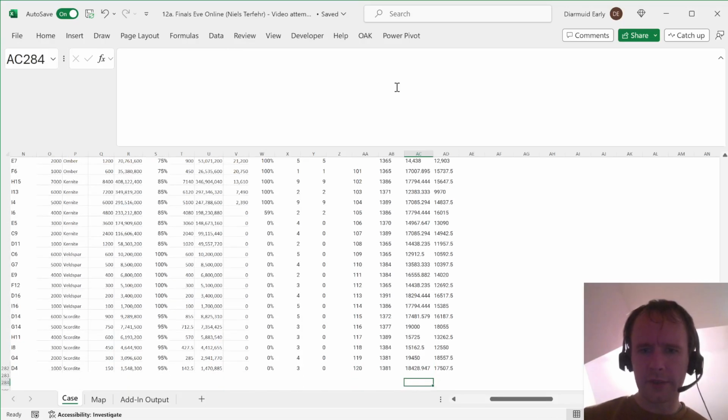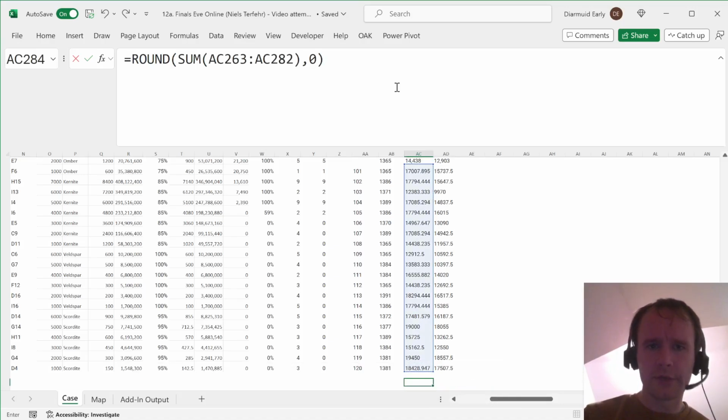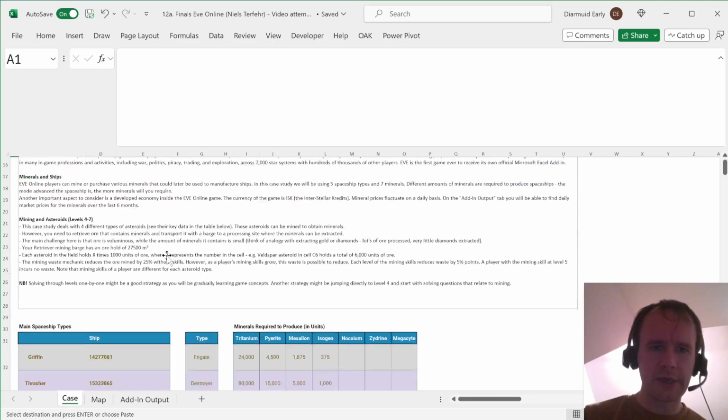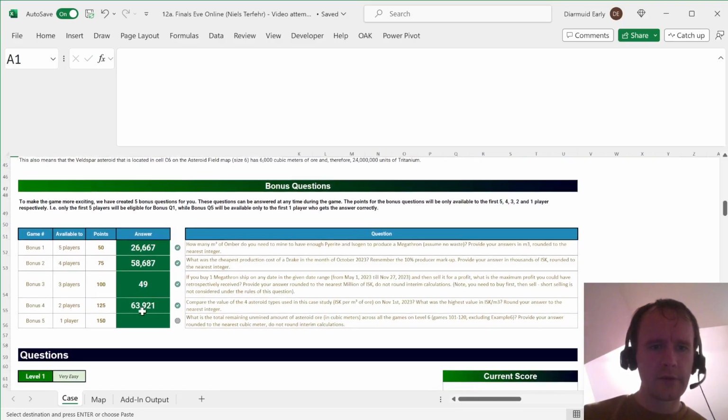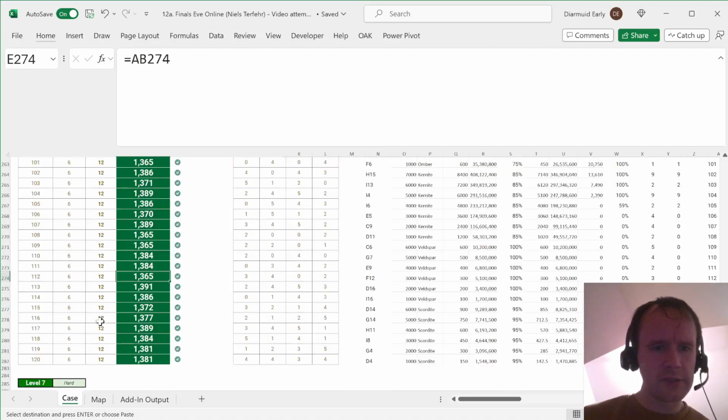So then we refresh, and now we want round of sum of all of that to 0 decimal places. So this is what I think is the right answer. This is what I think will check out as the right answer. And it does. Okay, so finally, I think that just leaves level 7, right?